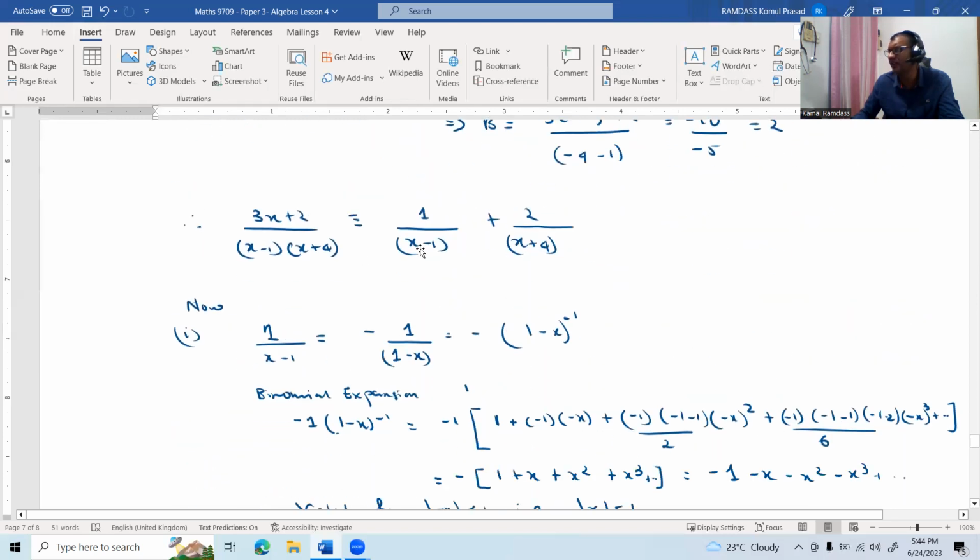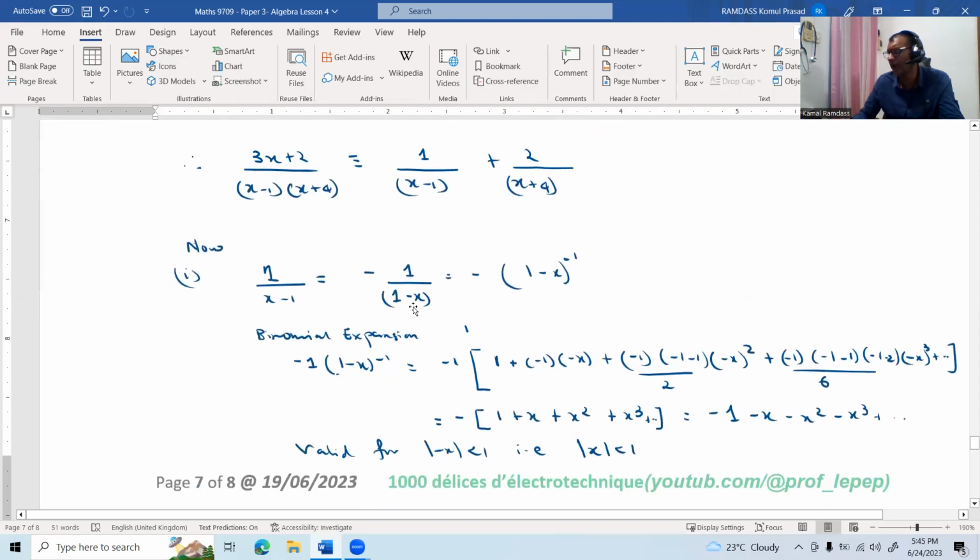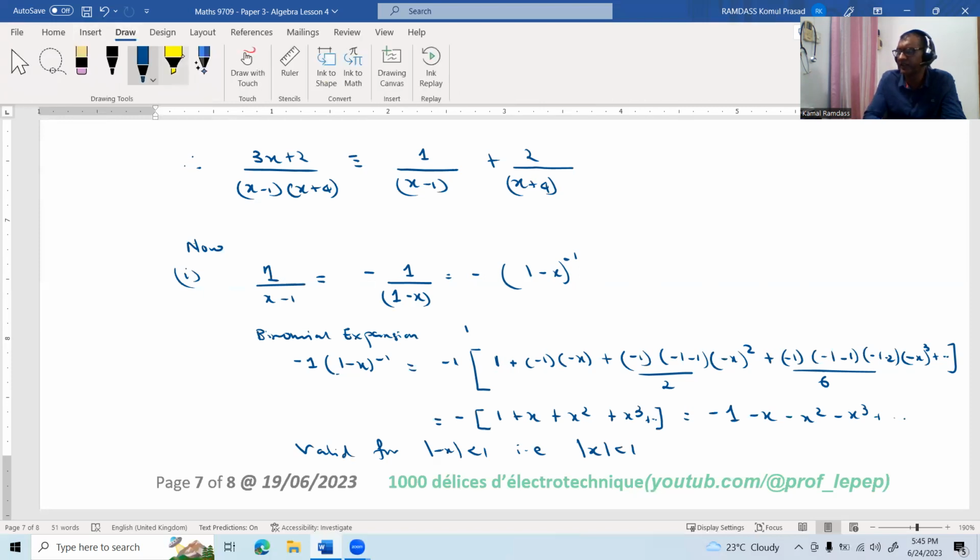Et là, on expande ça deux là. Ça, c'est 1 over x minus 1, c'est minus 1 divided by 1 minus x, ou bien minus 1 multiplied by (1 minus x) to the power minus 1. Et je suis capable d'expander directement de là, parce que it is in the form (1 plus x) to the power of n. OK? Et là, je vais vous dire que minus 1, ça minus 1 devant là. Il reste là.